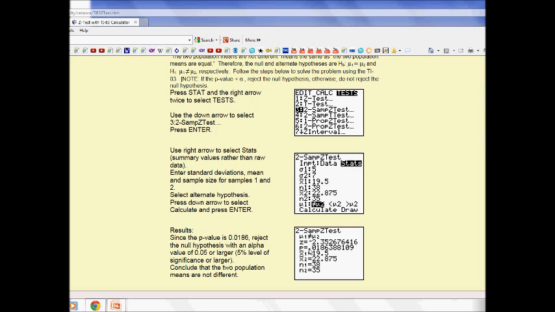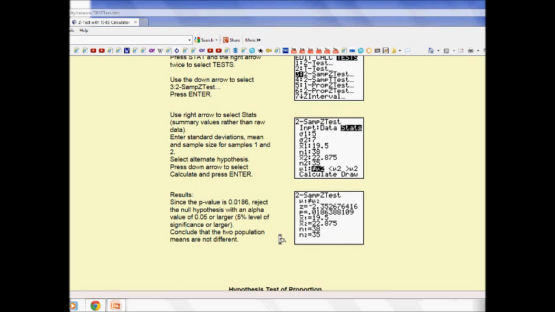Uh-oh, now we've got a p-value of 0.01. Okay, that's significant. That's where we reject the null hypothesis, because it's less than that 0.05. It fell within the critical region. So we reject the hypothesis that the samples are equivalent.